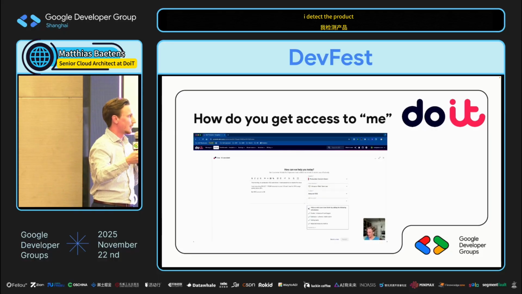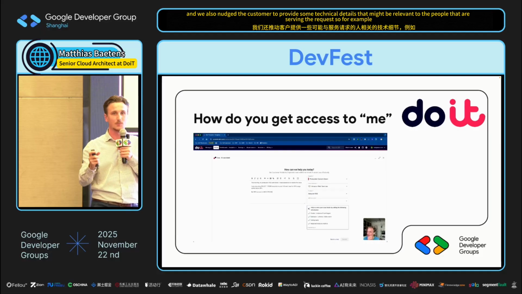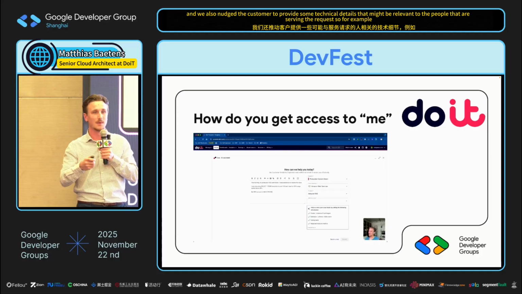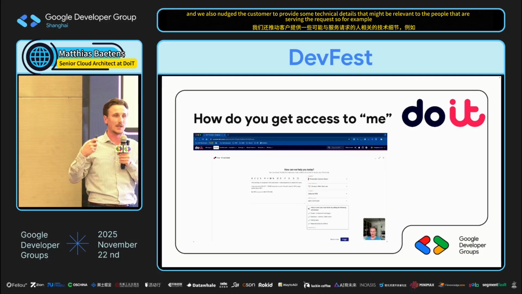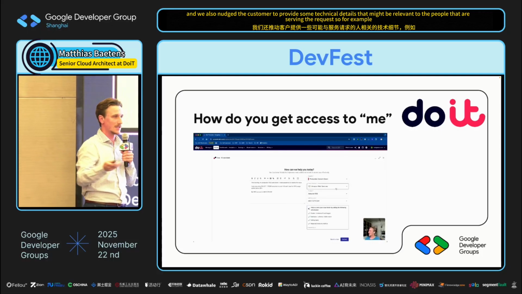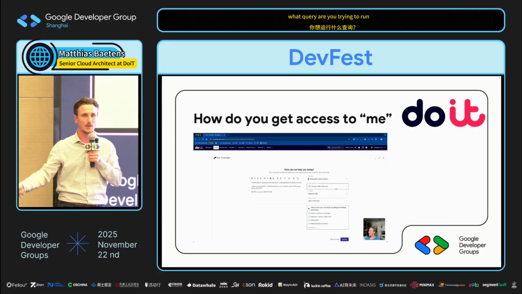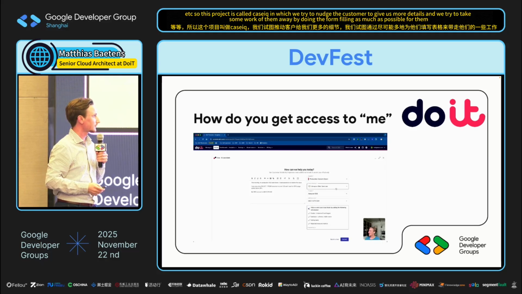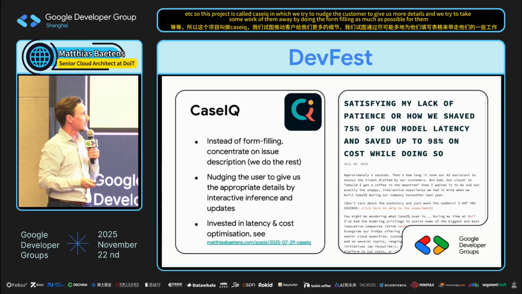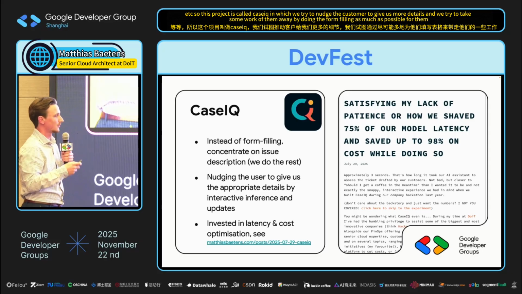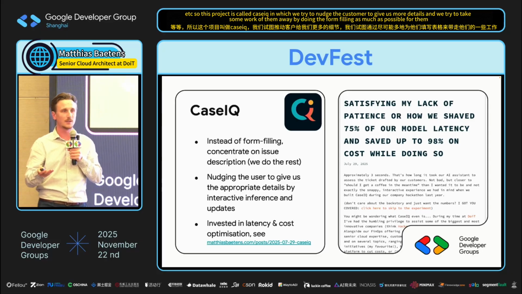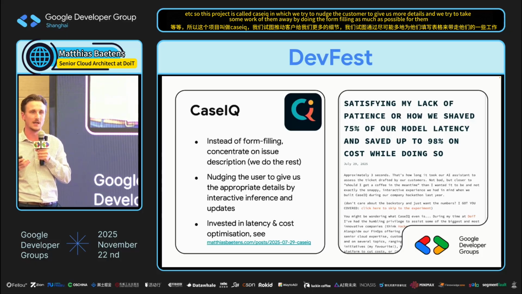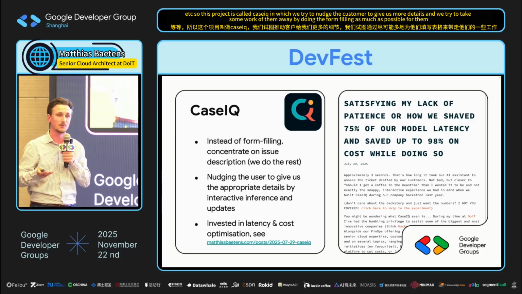I detect the product, and we also nudge the customer to provide some technical details that might be relevant to the people that are serving the request. So, for example, what instance are you talking about? What query are you trying to run, etc. So this project is called CaseIQ, in which we try to nudge the customer to give us more details, and we try to take some work away from them by doing the form filling as much as possible for them.